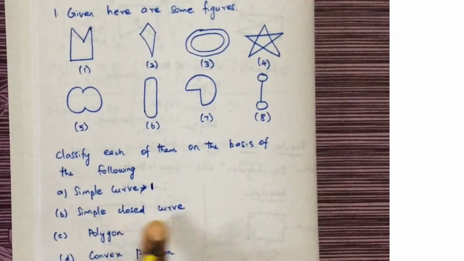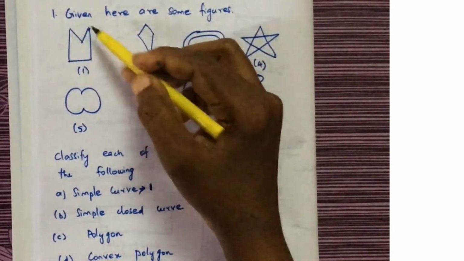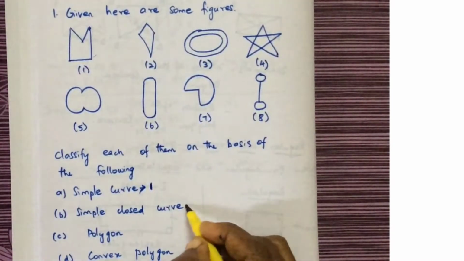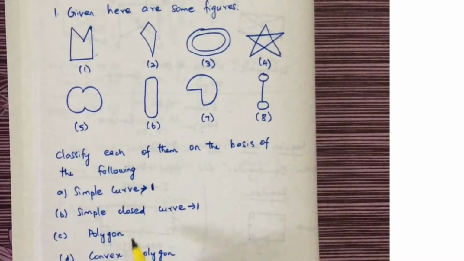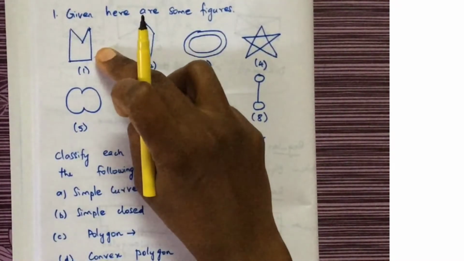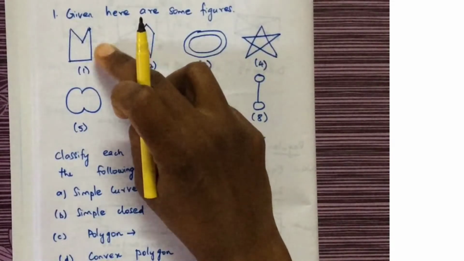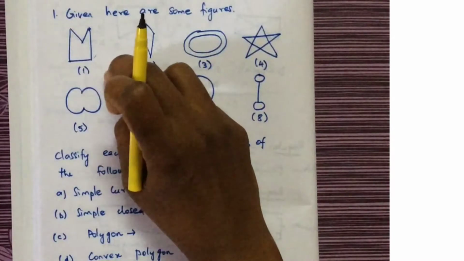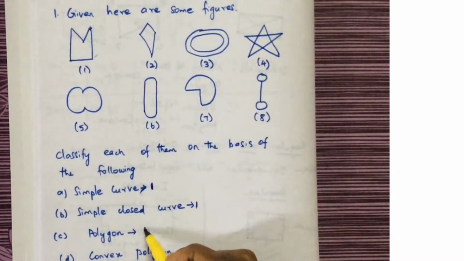Simple closed curve. This curve is closed. It starts from here and is also closed at the same point. It agrees. This is also a simple closed curve. Whether it is a polygon. So it is a simple closed curve and it is made up of only line segments. There is no curve here. Everything is line segments. Yes, this is a polygon also.